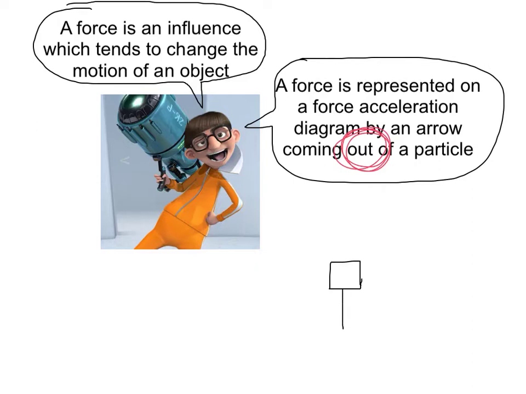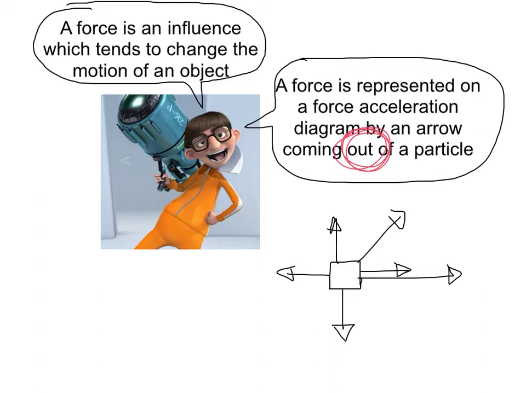So you might have an arrow representing the weight, an arrow representing something pulling something forward, that kind of thing. And depending on how complicated your situation is, you might end up with various arrows coming out like that. So that's what a force acceleration diagram looks like.